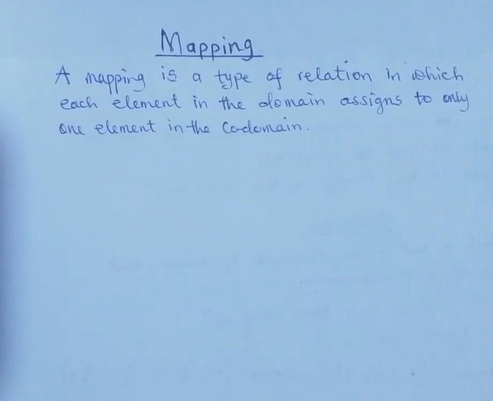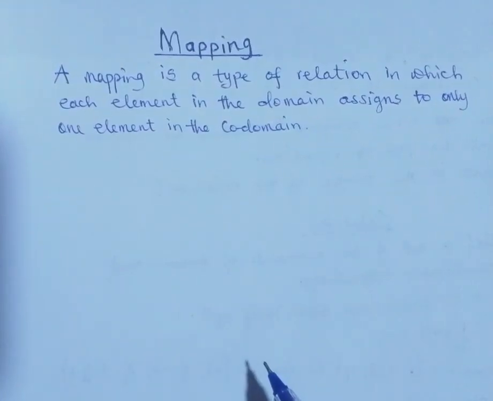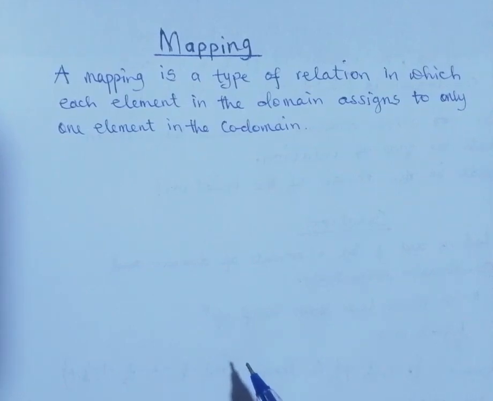Now, our next concept is mapping. All right, we've already looked at relation. We are moving on to mapping. So, what is a mapping at all? Now, we can say that a mapping is also a relation where each element in the domain assigns to only one element in the codomain.